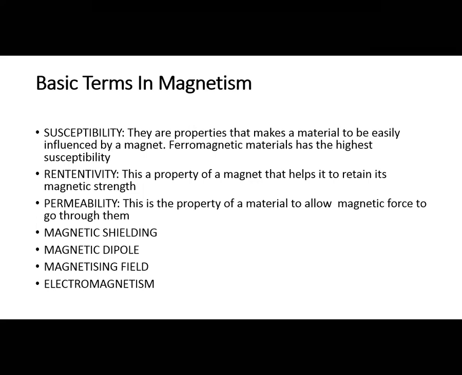And we call something also the permeability. This is the property of a material to allow magnetic force to go through them.